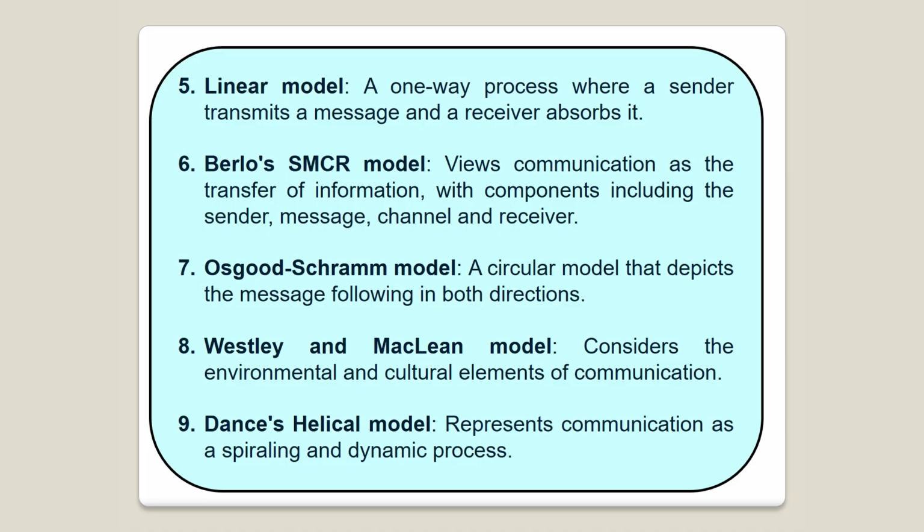And if we talk about the Berlo SMCR model, this is also a very famous model of communication. It views communication as a transfer of information, using the components sender, message, channel, and receiver. There are 4 components, as the name depicts: S for sender, M for message, C for channel, and R for receiver. This is a very important model of communication.